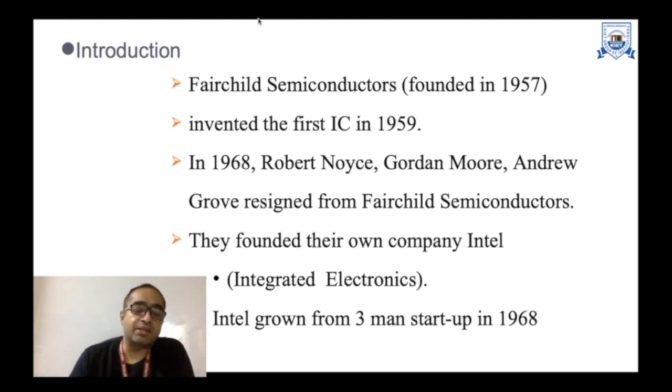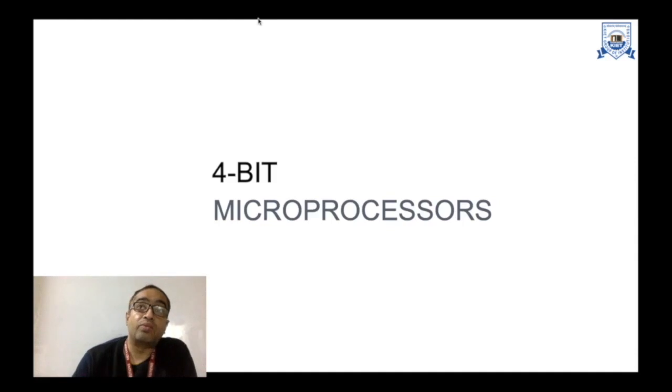Then in 1968, Robert Noyce, Gordon Moore, and Andrew Grove resigned from Fairchild Semiconductors and founded a new company and named it Intel. Intel grew from a three-man startup in 1968 to the company we know today. So we'll try to cover the different types of microprocessors which are there.